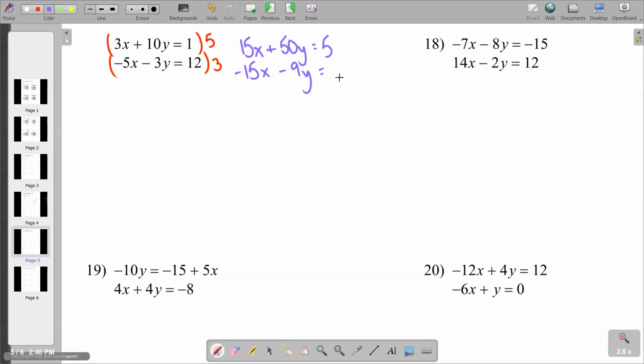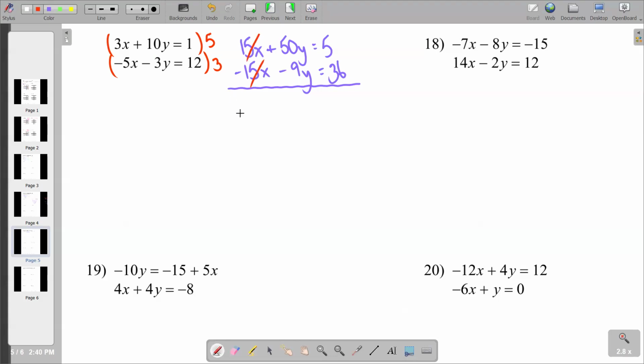Minus 9y equals. Perfect. There you go. And now I draw the line underneath it. As I said before, the line is like a beacon that I use to mark where addition is about to take place. So it helps me to stay organized. So my x's are going to eliminate. When I add downwards, the x's go poof.